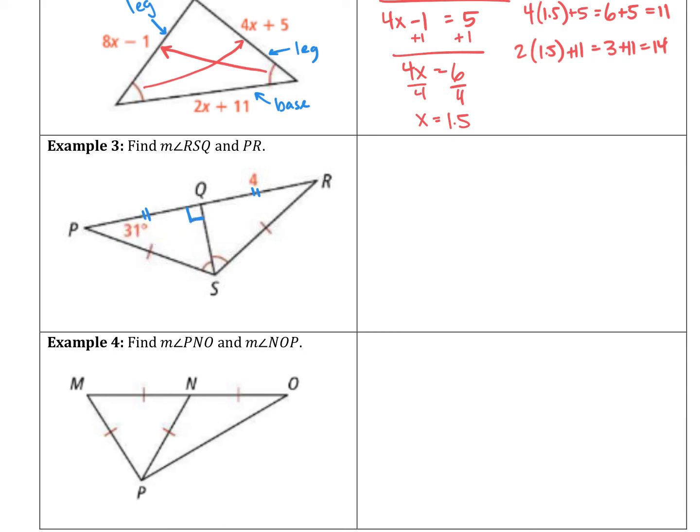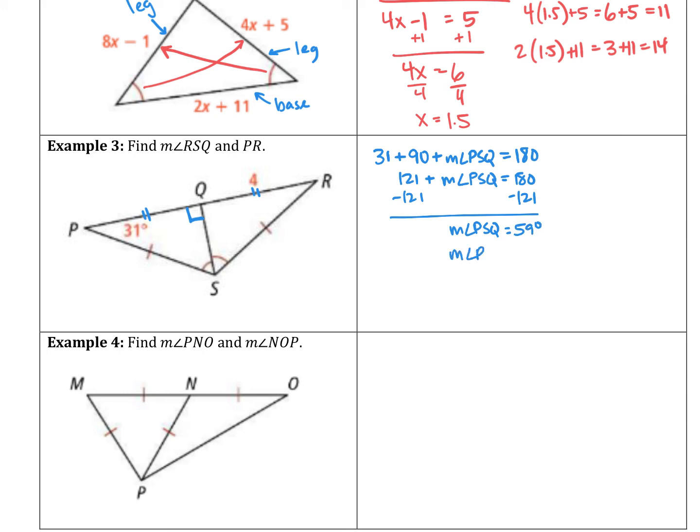So if I take the 31 plus the 90 plus the measure of angle PSQ, those three things together should equal 180. So combining some like terms, that would tell me that 121 plus the measure of angle PSQ would equal 180. And if I subtract 121 from both sides, then the measure of angle PSQ would be 59 degrees. But that also means that the measure of angle RSQ is 59 degrees, again, because those two angles are congruent. So there's one of my answers. I got 59 degrees right there.